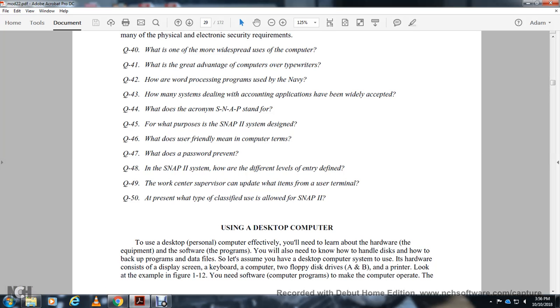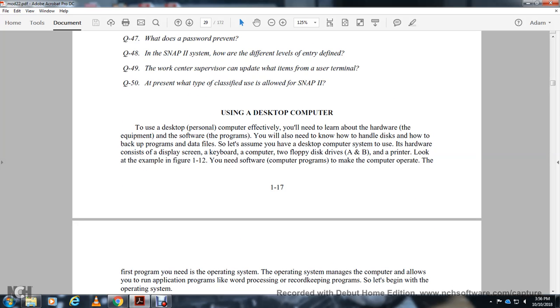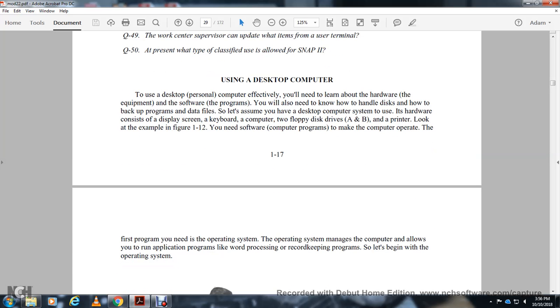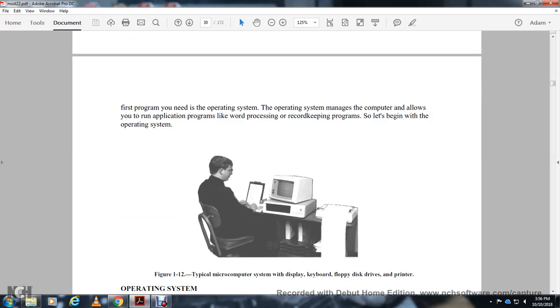So let's assume that the desktop computer system's hardware consists of the display, keyboard, computer, two floppy disk drives, A and B, and the printer, like the example in figure 112. You need the software, the computer program, to operate the computer. You also need the operating system made for the computer to allow you to run application programs like the word processor and record keeping. So let's begin with the operating system.